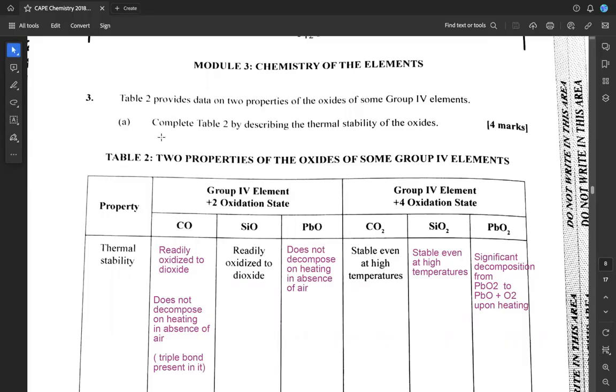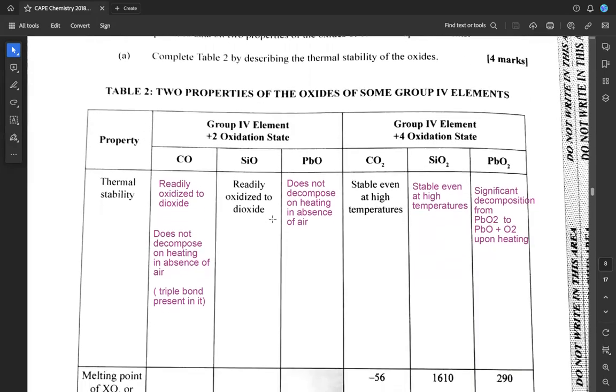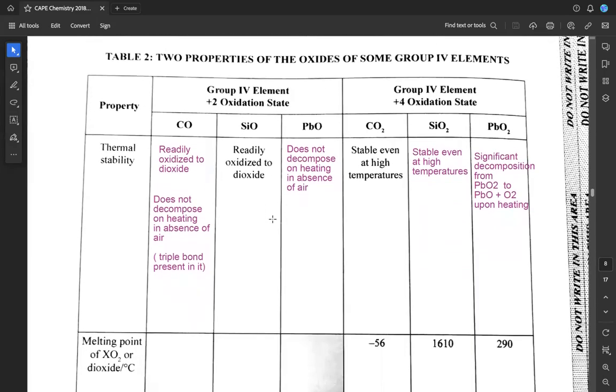So table 2 here provides data on 2 properties of the oxides of some group 4 elements, right? They're asking us to complete table 2 by describing the thermal stability of the oxides. So how do they hold up under heat is what they're asking us in this question. If we look at the table, we'll see the 2 properties they're showing us: thermal stability here, and then down here we have the melting point of the dioxide in degrees C, right?